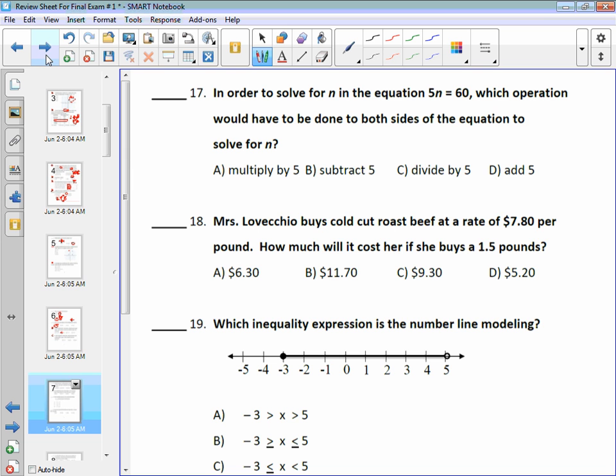I think 17 is another one of those toss-ups which should give you a bit of a breather. The answer is C. How many of you got it right? All right, sure, it's railroad tracks. What would you do first? You got to divide both sides by 5. So it's C. 17. Okay.